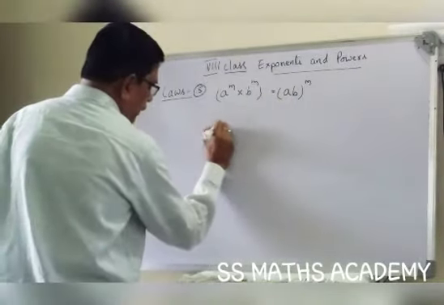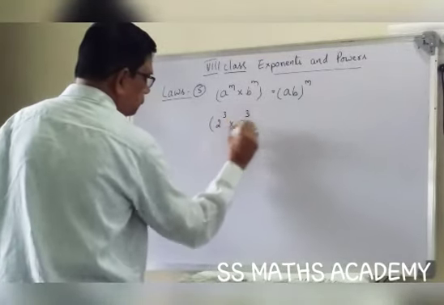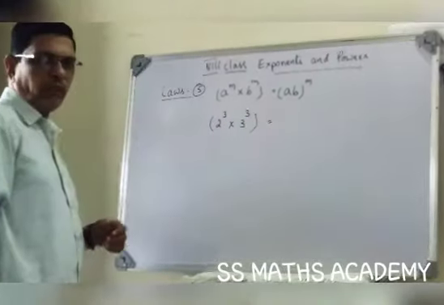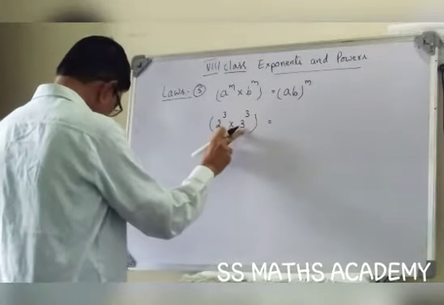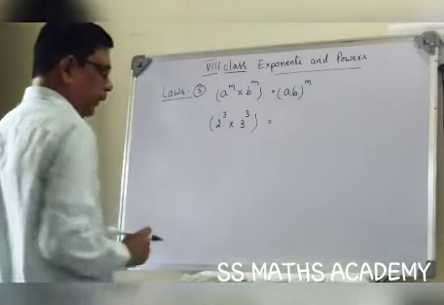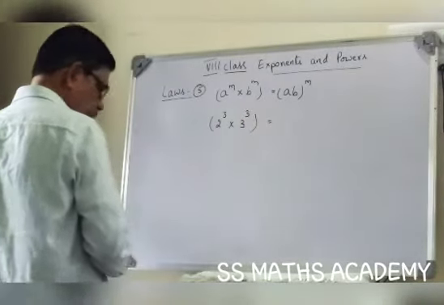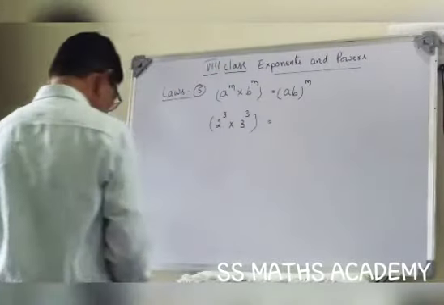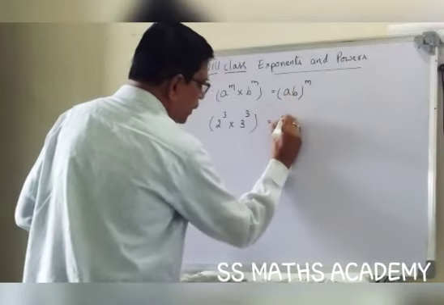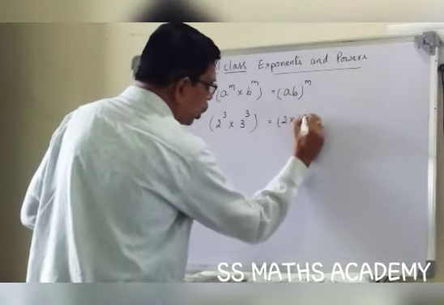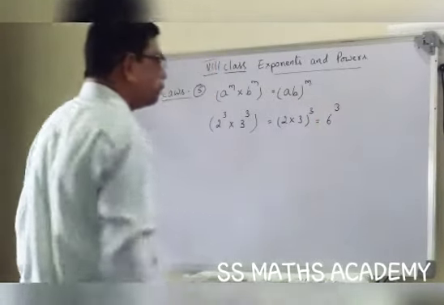Regarding this, you take one example, 2 to the power of 3 into 3 to the power of 3. Here the base is 2, power is 3, and here the base is 3, power is 3. So different bases with the same power. You remember, different bases with the same power. So what we have to do? ab to the power of m, that is 2 into 3 to the power of 3, that is equal to 2 3s are 6, 6 to the power of 3.